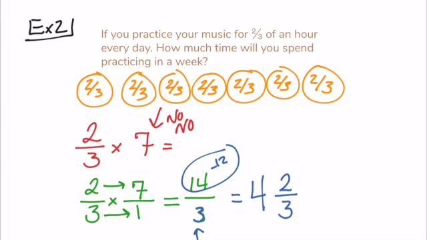But it's a word problem, so we have to put some words with it. The question was, how much time will you spend practicing in a week? 4 2/3 hours. If you think about it, that sounds like a time we can understand. How many hours? 4 hours, and then 2/3 of another hour. So almost another hour. Okay? All right, next one.